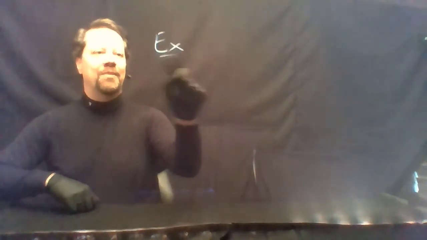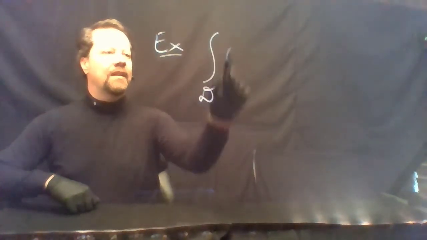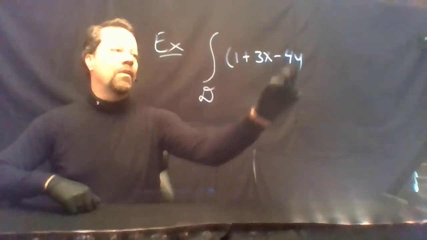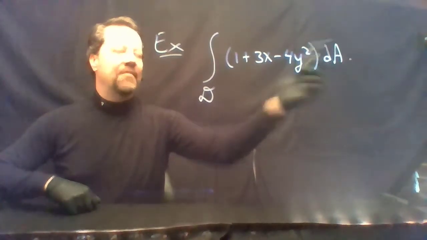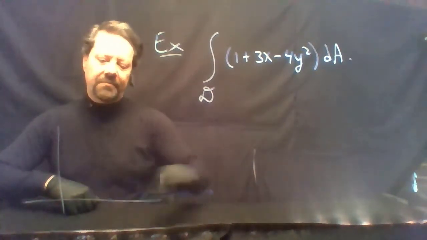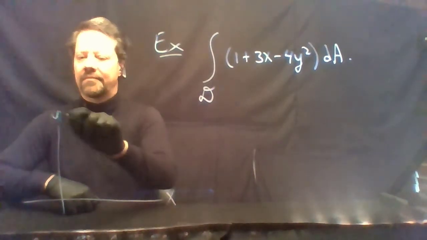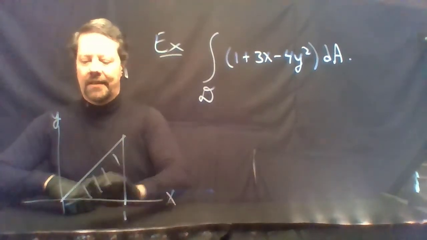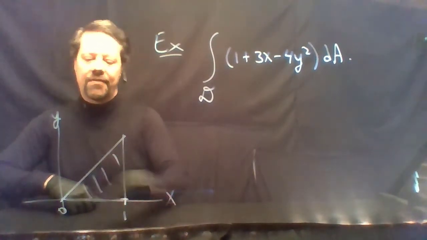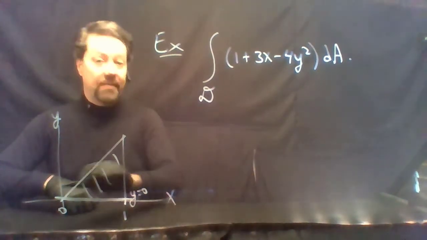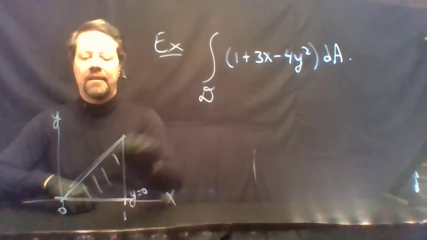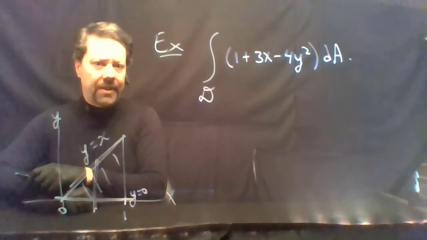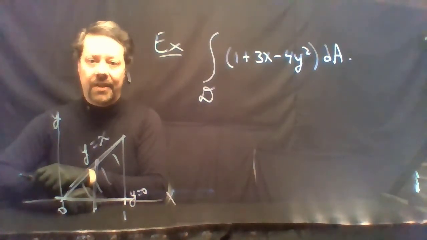I want to look at an example. I want to suppose my function is 1 plus 3x minus 4y squared dA, where the region D can be described by, let's use, x goes from 0 to 1 and y goes from y equals 0. That's the expression for that lower curve. The upper curve will make y equals x. We will use vertical cross sections first and then use horizontal cross sections next.